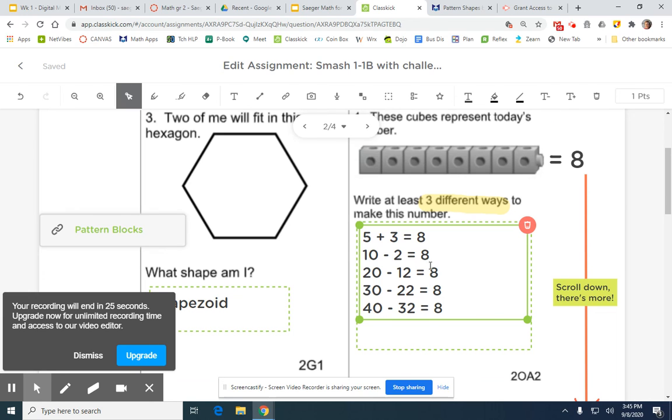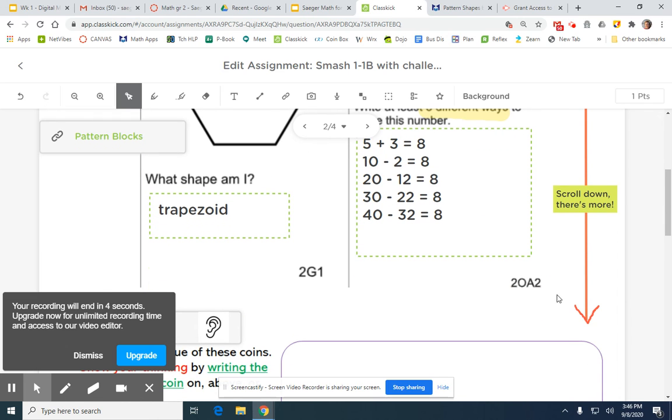Now, you did not have to have those exact equations. I will be looking at your work to see if you did it correctly, and I'll give you some feedback on that. But those are some possible ways to make today's number. Remember, you can use adding or subtracting. And then down here, I hope you saw this right here.